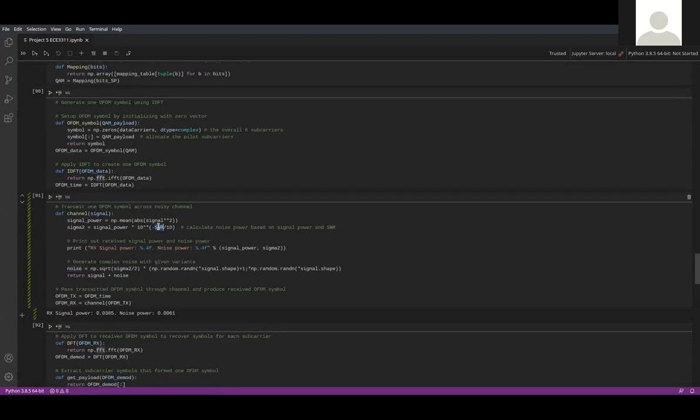The SNR shows up there, right? So this is important. This is where we use that SNR value in order to define the signal to noise ratio. So how much stronger is my signal versus the noise in this transmission?